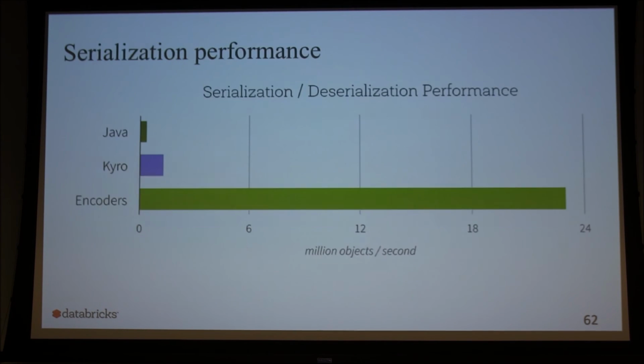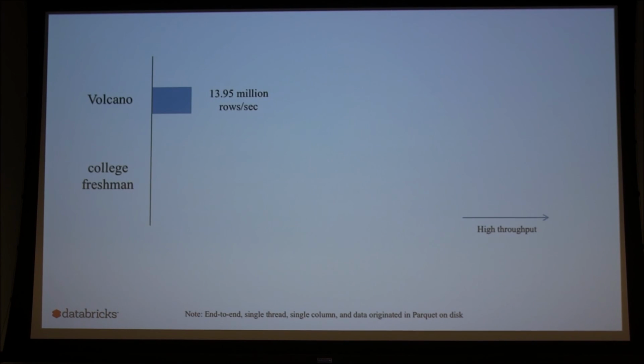Basically, datasets are more efficient. Serialization happens a lot faster. Serialization is actually very important when it comes to shuffles, because a lot of time is spent serializing the data before it's sent over to the other node. So that gets a lot faster.